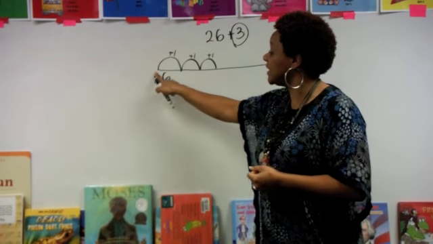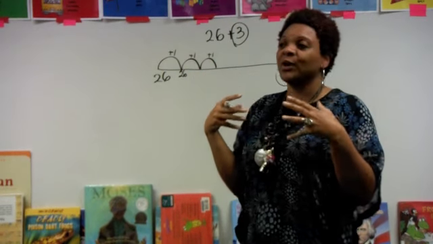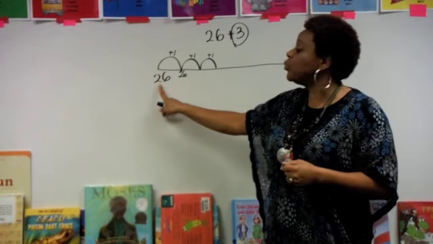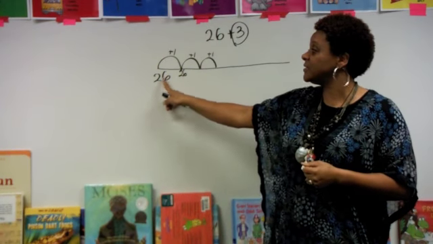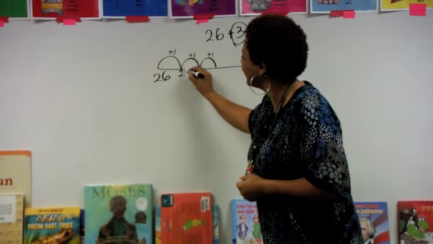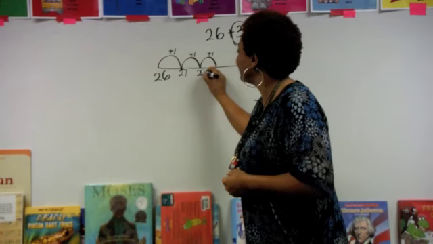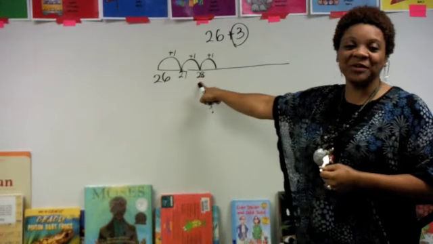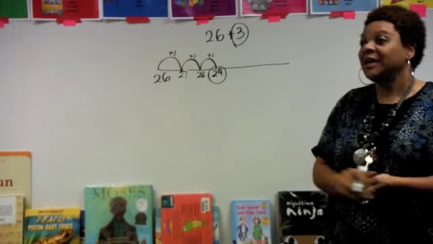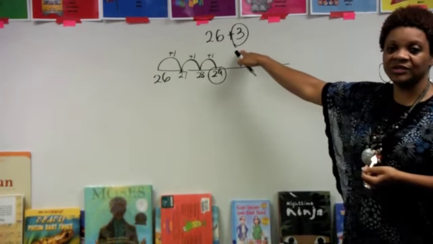So we start at 26, we added 1 more, and I use the Common Core verbiage, which is, what is 1 more than 26? 27. What is 1 more than 27? 28. What is 1 more than 28? 29. And I tell them to circle that number. And so this is how I show them how to add a 2-digit and a 1-digit number.